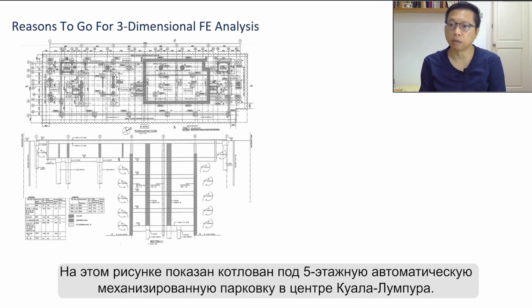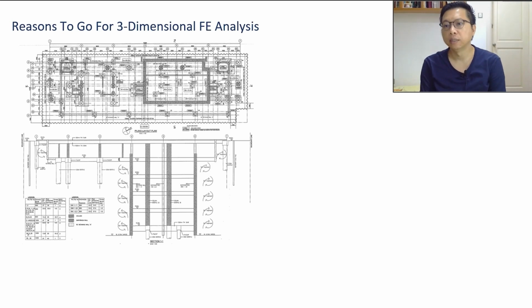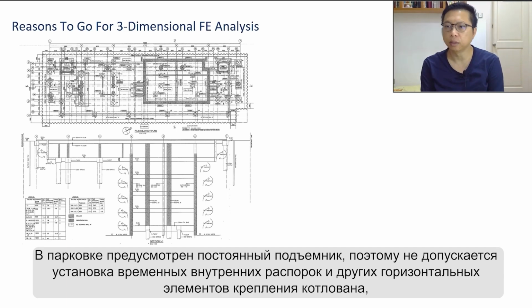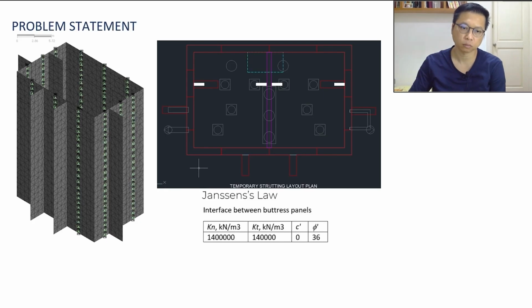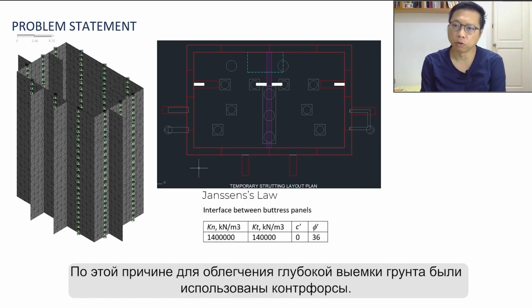Now, this is a 5-basement excavation for an automated mechanical car park in downtown Kuala Lumpur. There is a permanent lift within the basement so that no temporary internal struts and waler are allowed, except only a reinforced concrete strut dividing the opening is allowed. So for this reason, buttresses were used to facilitate the deep excavation.